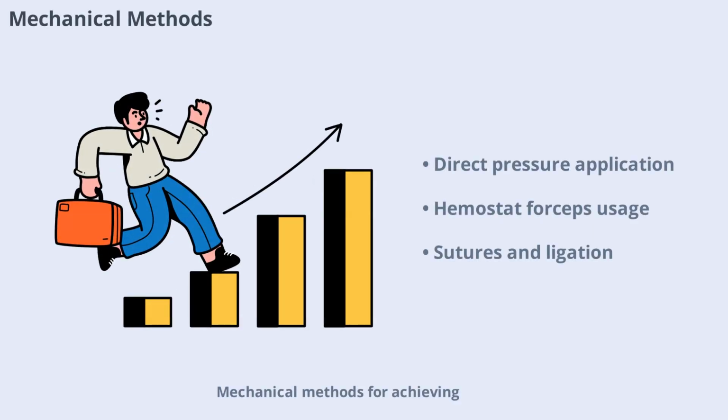Mechanical methods for achieving hemostasis include applying direct pressure, using hemostat forceps, sutures, and ligation. Pressure is applied firmly over the bleeding site with a gauze pack for at least 5 minutes, allowing a clot to form. Hemostat forceps are used to catch and occlude bleeding points, especially in small vessels. Large vessels are ligated with sutures, using non-absorbable material for arteries and absorbable material for smaller vessels. Embolization can be performed using angiography and embolic agents to selectively block bleeding vessels. These methods are fundamental for controlling hemorrhage in oral surgery.